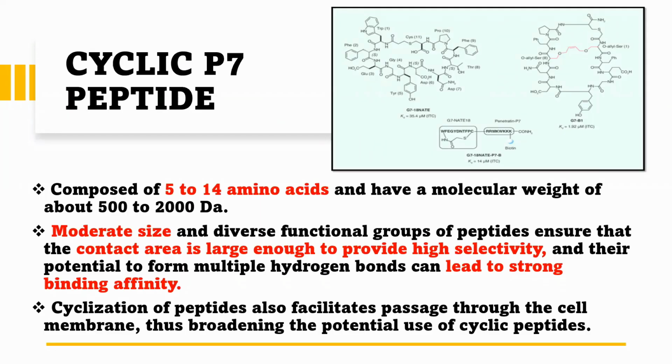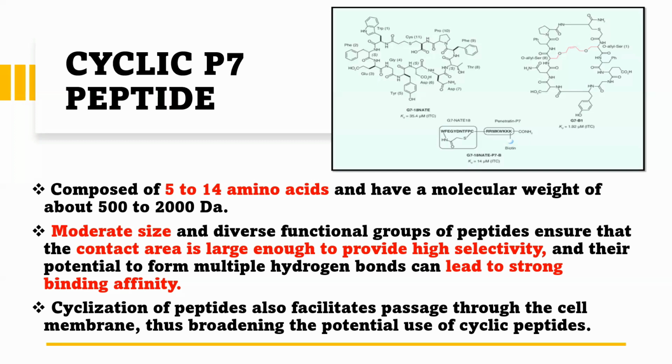Next, I continue with the second type of protein, which is cyclic peptides. To be specific, we will discuss the cyclic P7 peptide in the next few slides. This is the figure that shows the structure of the cyclic P7 peptide. Generally, cyclic peptides are usually composed of 5 to 14 amino acids and have a molecular weight of about 500 to 2000 Dalton.